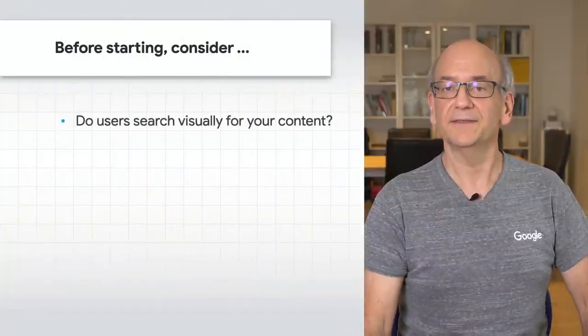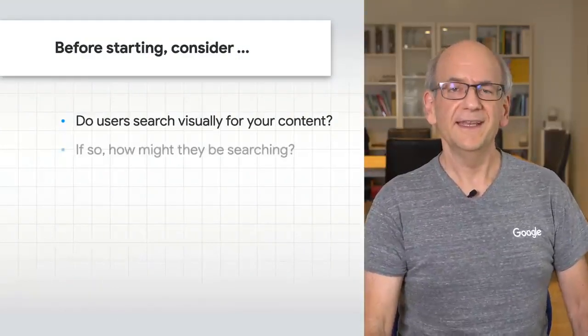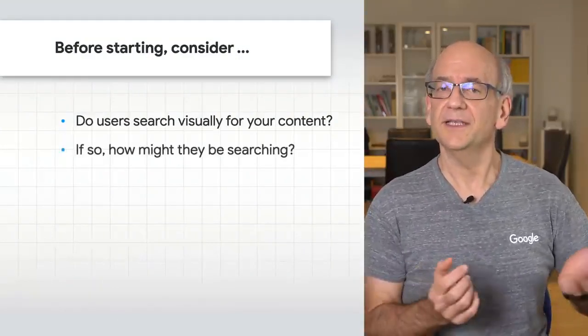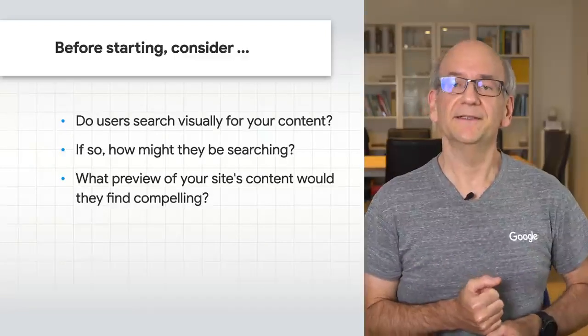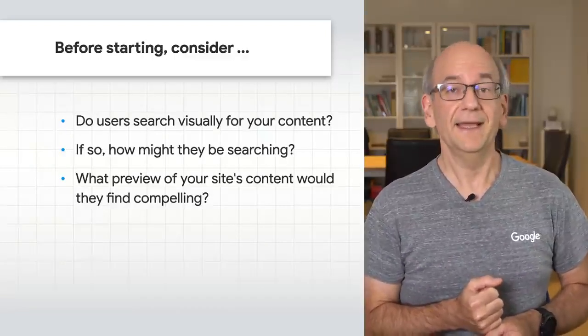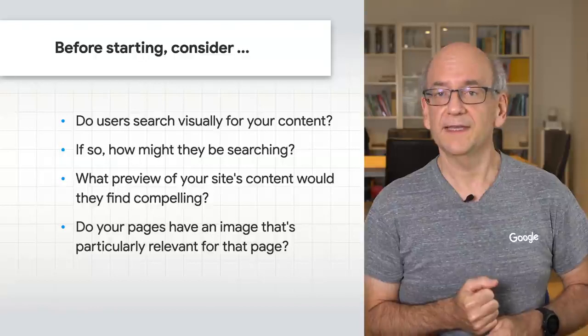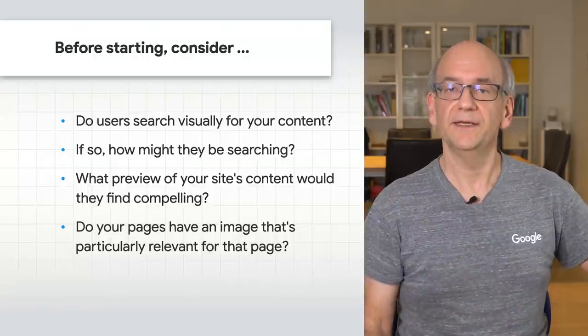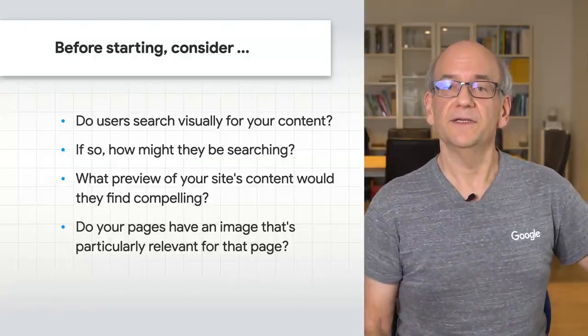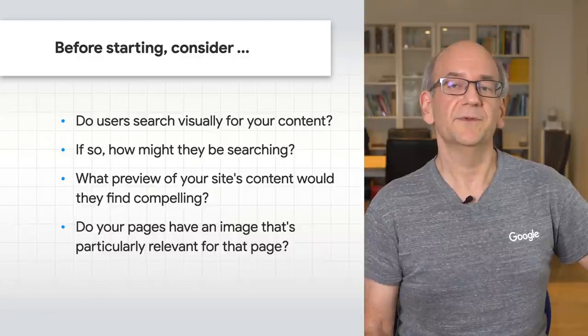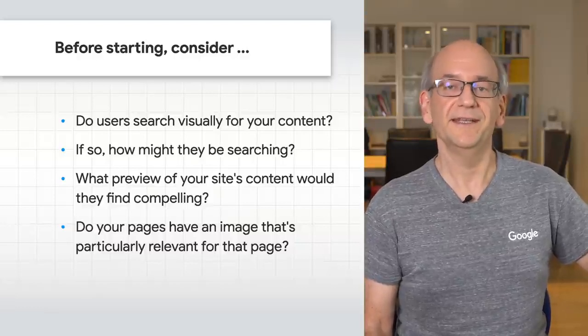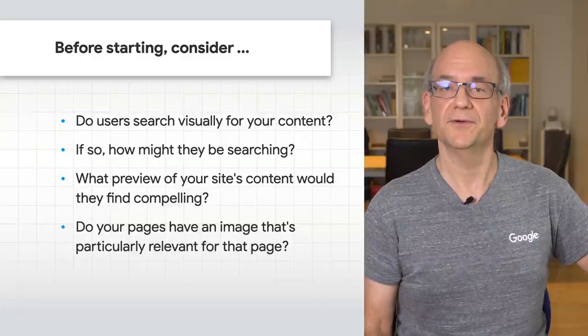Do users try to search visually for your content? And if so, how might they be searching? What preview of your site's content would they find compelling? And do your pages have an image that's particularly relevant for that page? It's useful to consider these questions from the start. They can help guide you to including your images in a way that's relevant to your site's goals.